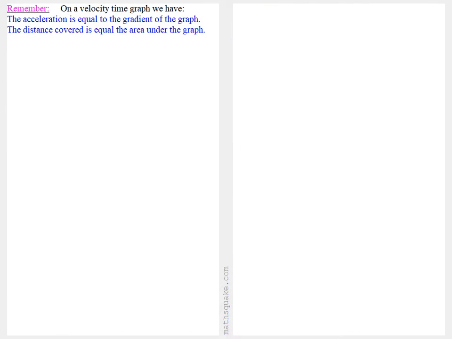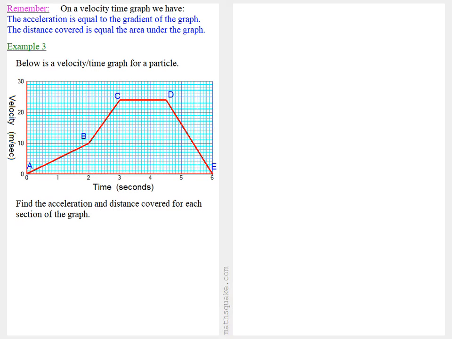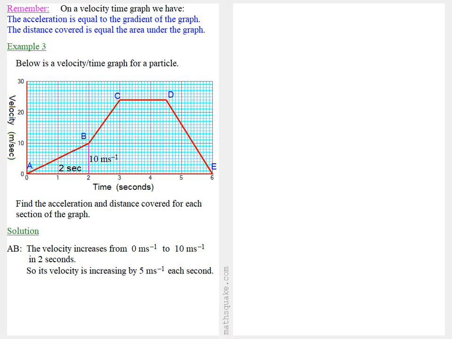Let's look at how we can use those results to solve a problem. In the example below we have a velocity time graph for a particle. Find the acceleration and distance covered for each section of the graph. Well, to solve this, in section AB, the velocity increases from 0 to 10 in 2 seconds. So the velocity is increasing by 5 metres per second each second. So its acceleration is 5 metres per second squared.